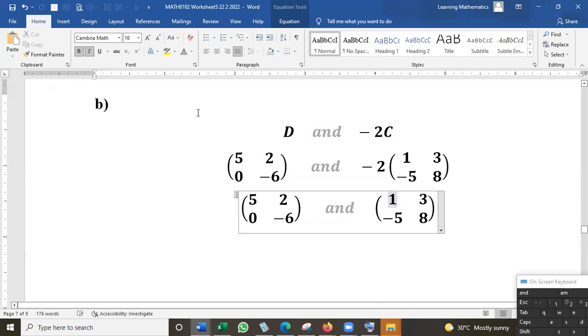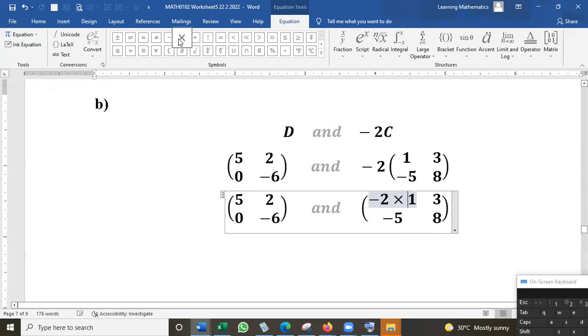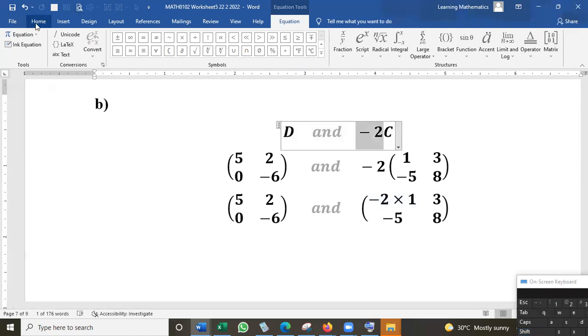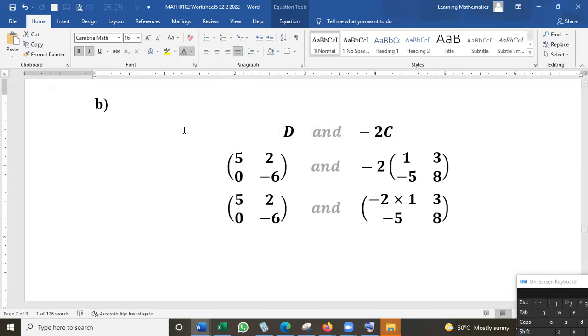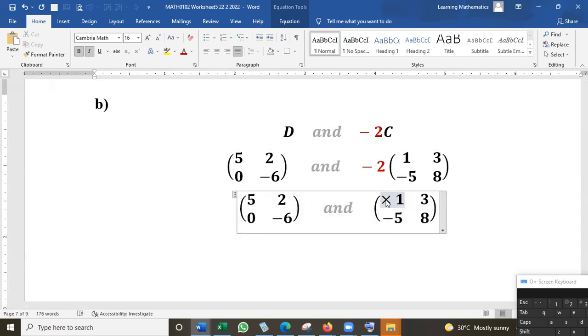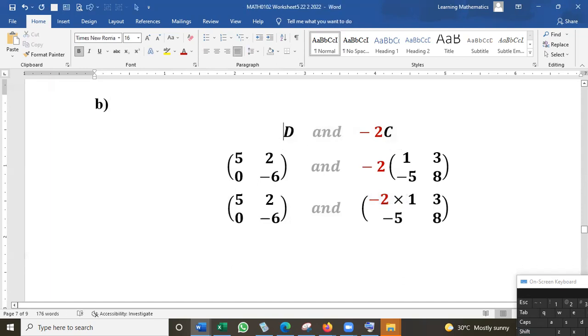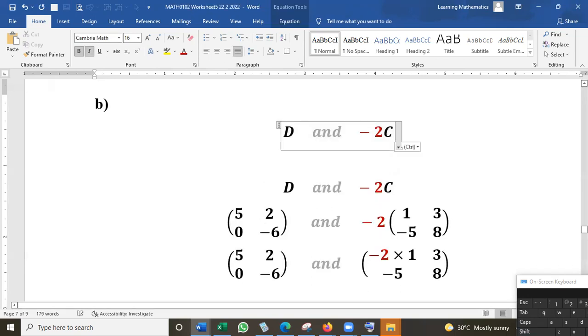Okay. Control V. Times. You are multiplying by a negative 2. Color code. Copy. Okay, so please bear that in mind. At first, that's what we have. All right, we had D minus 2C, and that's what it looks like.